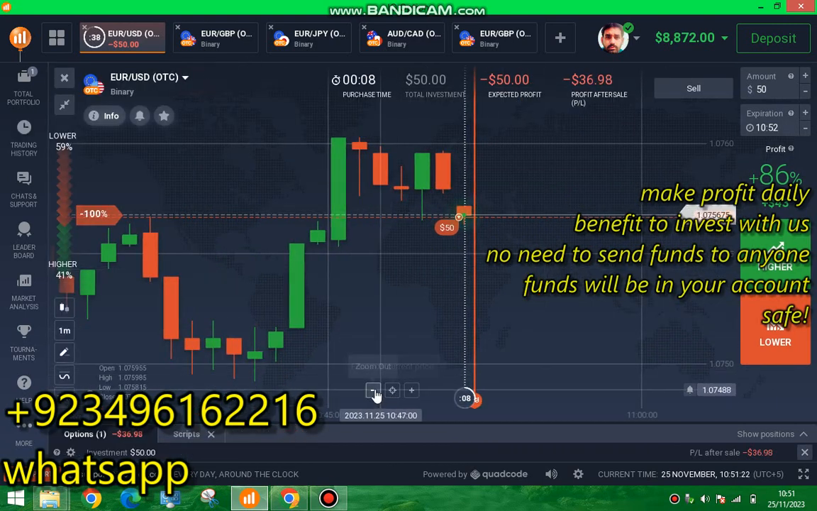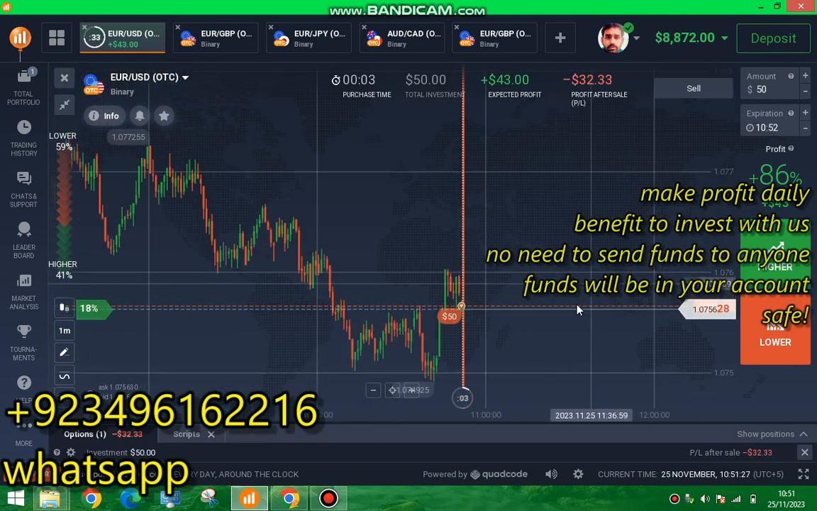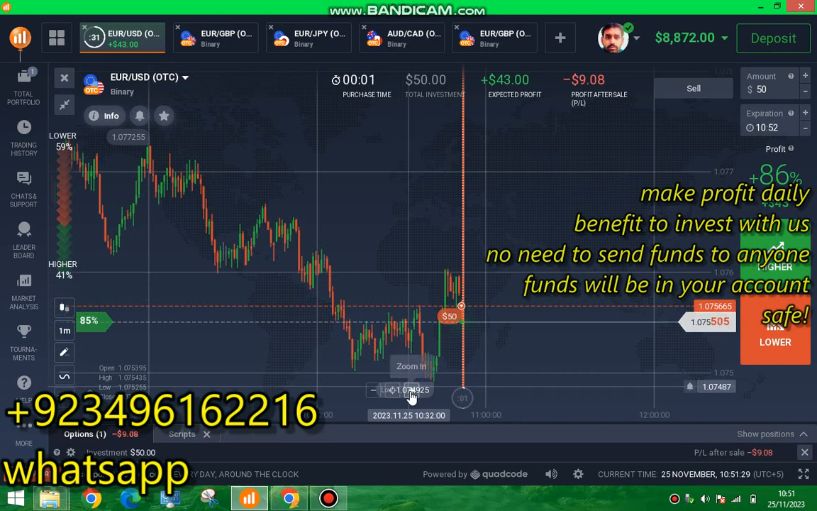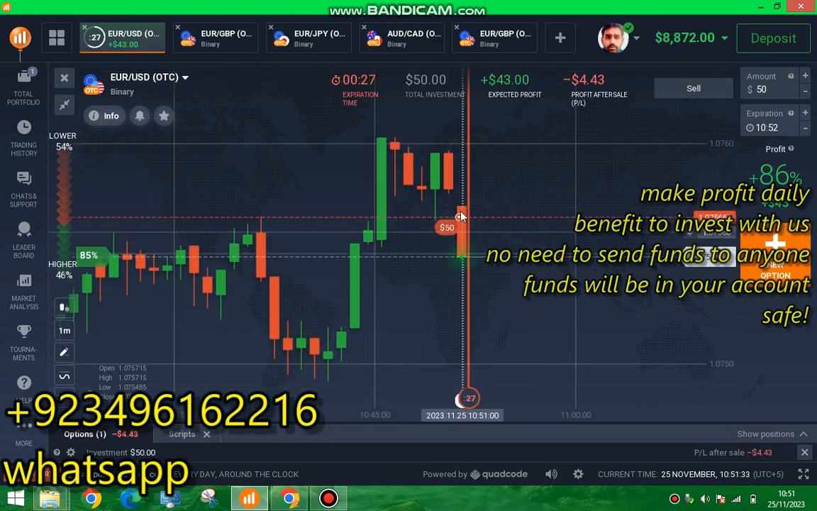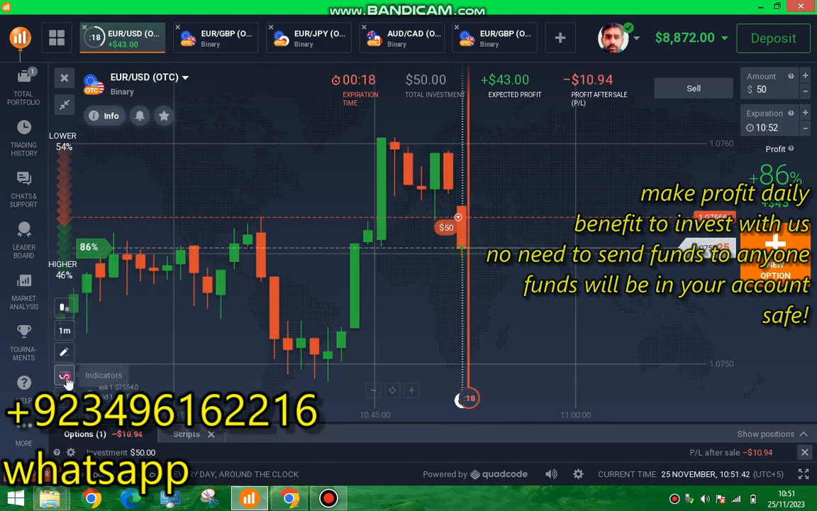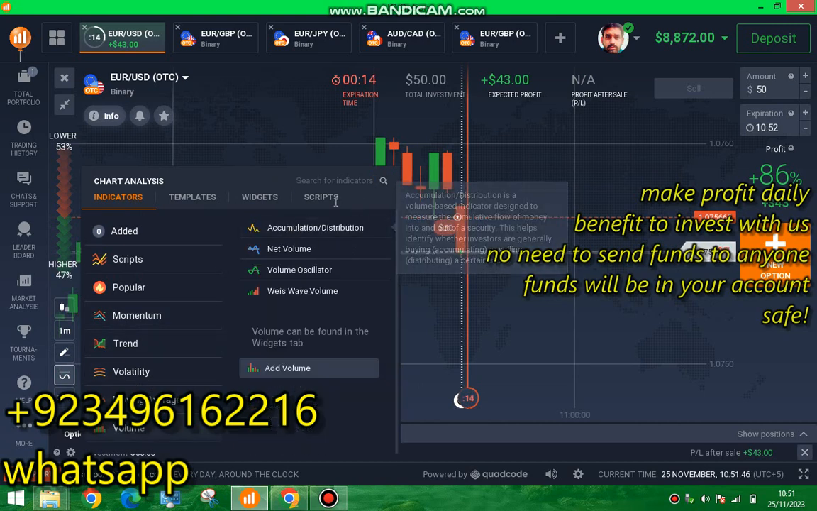And I have placed another trade to downside. And I am sure that this will, you can see candle is going to downside. Where you don't need to add any indicator or script.